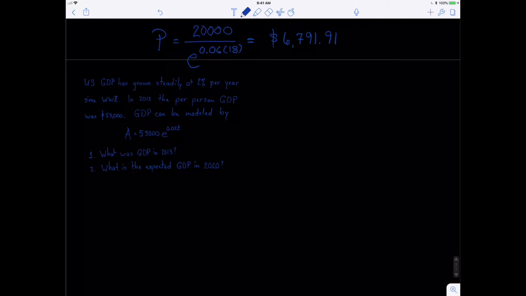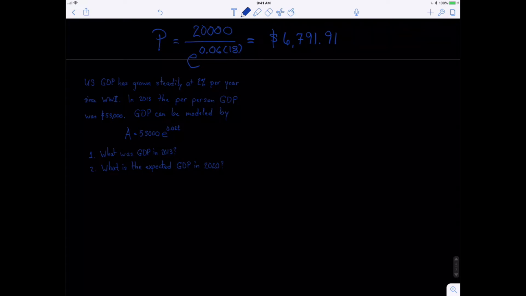Here's the problem. It says, United States GDP, or gross domestic product, has grown steadily at 2% per year since World War II. In 2013, the per person GDP was $53,000. GDP can be modeled by this equation here: A equals 53,000 times e raised to the 0.02t. And we have two questions to answer here. The first one, what was GDP in 2013? And number two, what is the expected GDP in 2020?